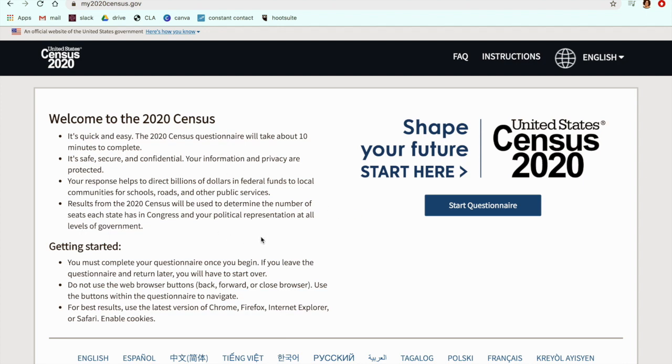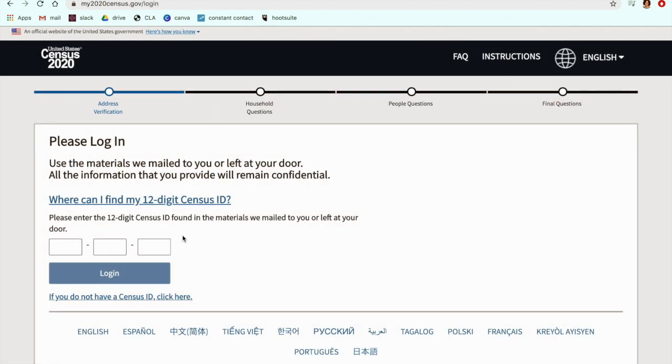So here's some little information. You must complete the questionnaire once you begin. So remind them, once you start, you can't stop. Do not use the web browser buttons, so don't use these. Use the buttons that are in here. And then it says the latest version of Chrome, things like that. Okay, so let's start. Let's see how it goes.